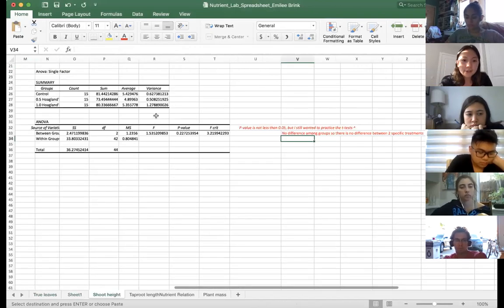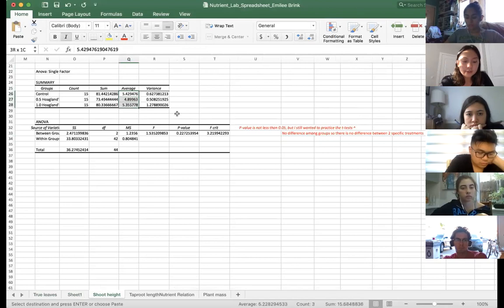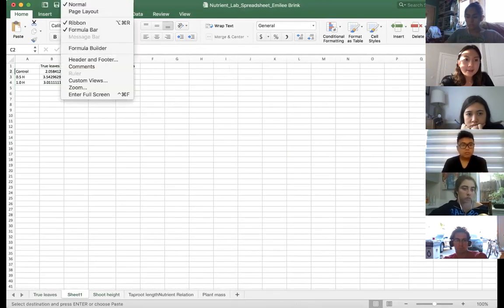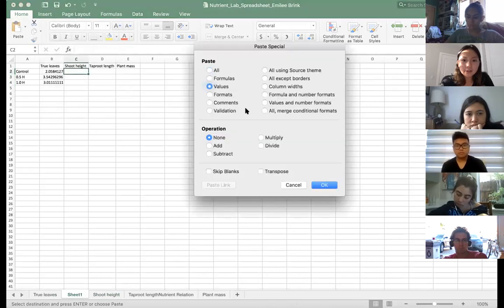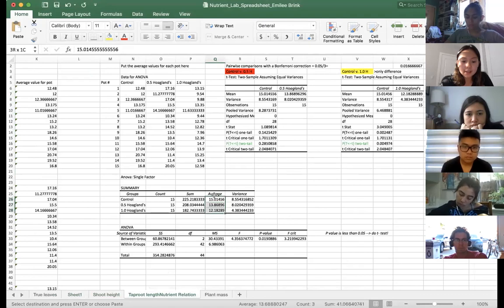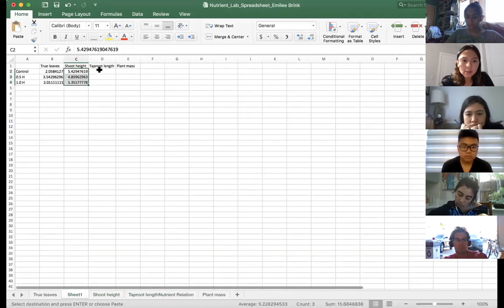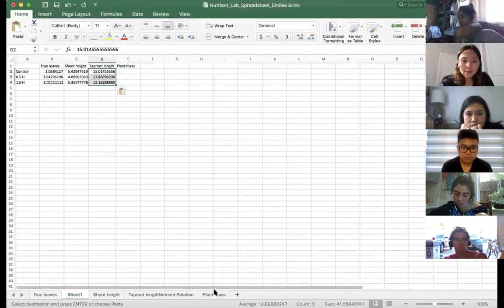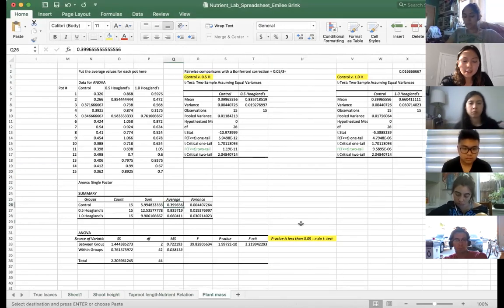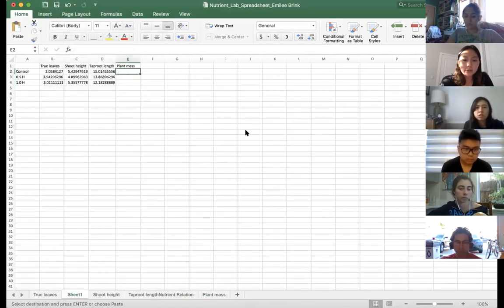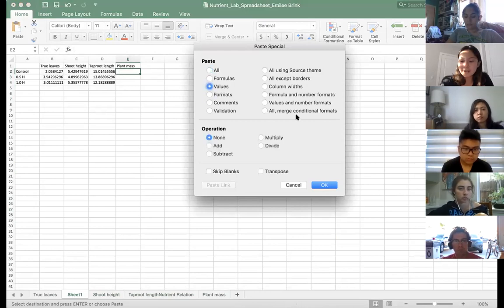And then you're going to do the same thing for shoot height. Just copy and paste special those values, and then do the same thing for taproot length, copy, and then paste special the values. And then finally for plant mass, once again, just copy and paste special the values.